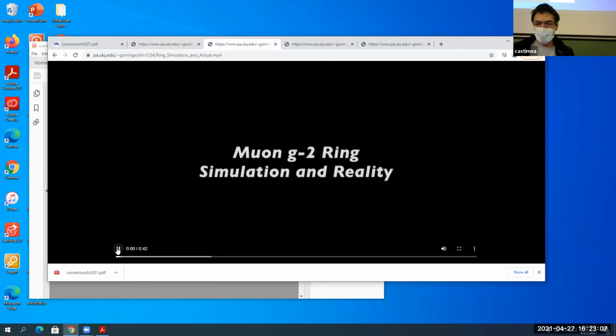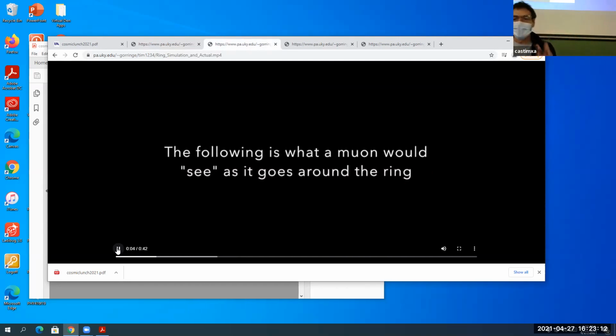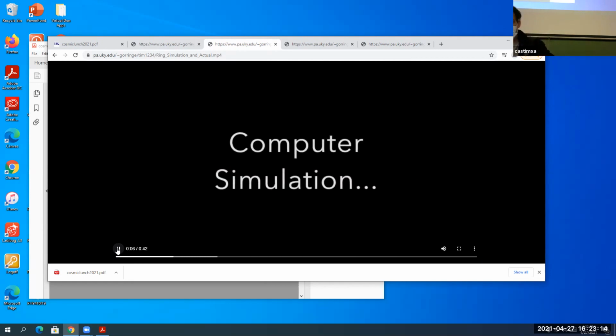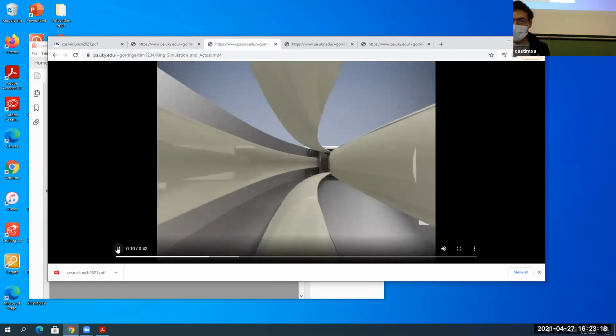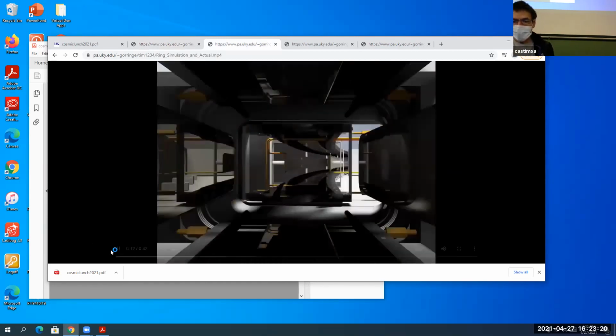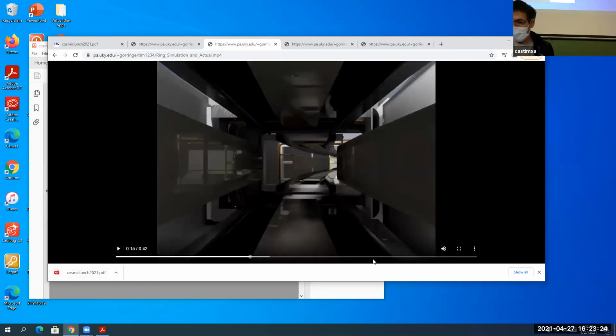I think it's this one. So first there comes a simulation of a muon going around the experiment. And you're seeing a lot of things here. Maybe I'll stop it for a moment. And maybe I'll play that. Can I do that a little slower? No, I don't know how to do that. As you go around, you see this plate up here, this plate down here, and this plate over on the left and right.